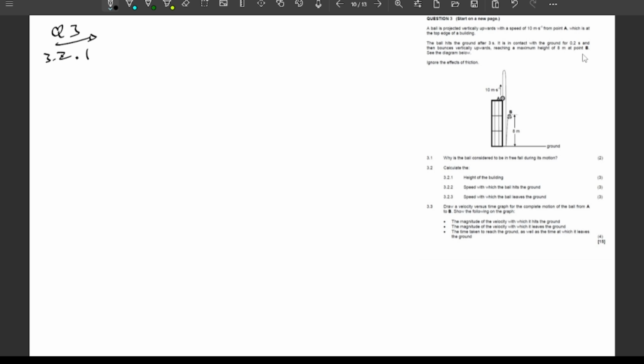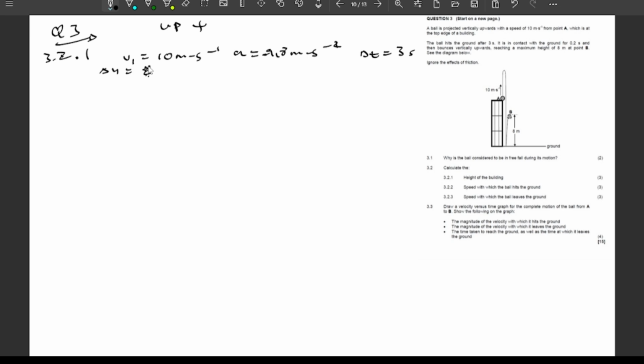All right, so they want us to calculate the height of the building. We know that it is projected upwards. So what do we have? We do have that the V initial is 10 meters per second. And what else do we have? We know that a is 9.8 meters per second squared. And I'm taking up as positive, by the way, so it's going to be negative. And what else do I know? They said the ball hits the ground at 3 seconds, so change in t is 3 seconds. Good.